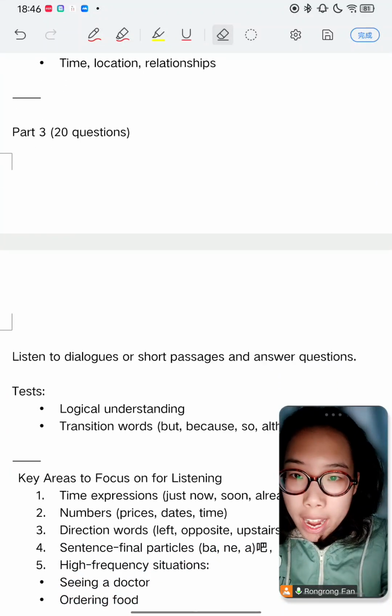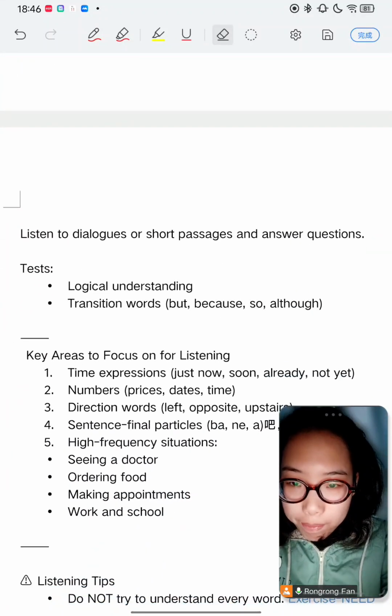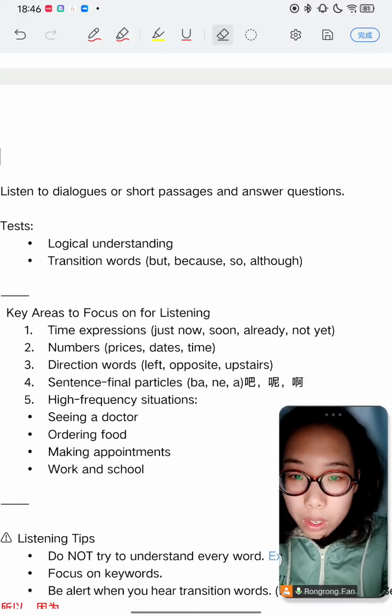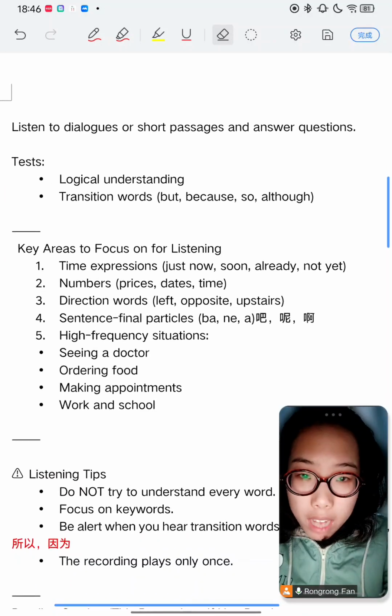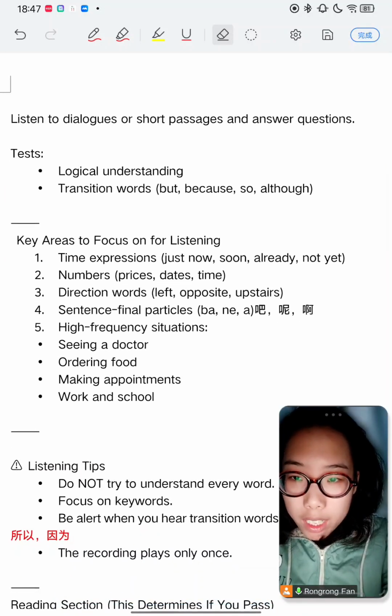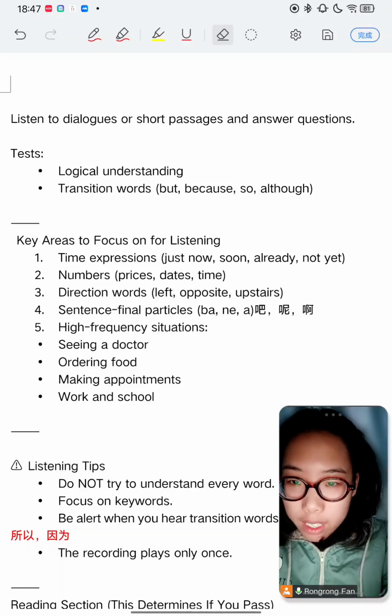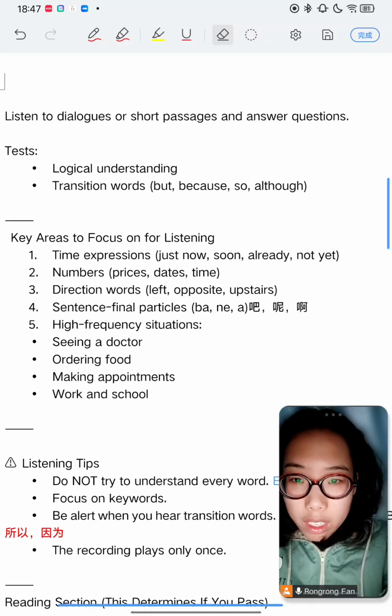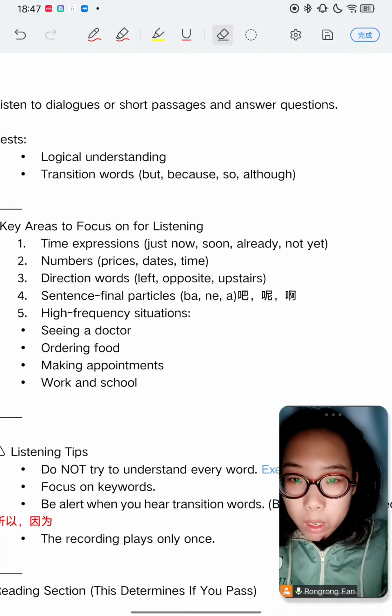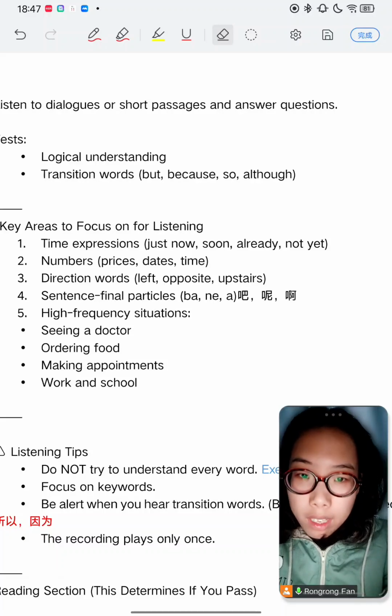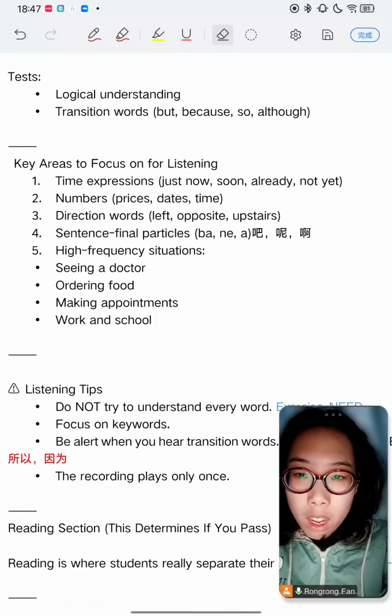And for Part 3, you have 20 questions. Listen to dialogues or short passages and answer questions. This part tests your logical understanding. You need to pay attention to transition words like but, because, so, although.